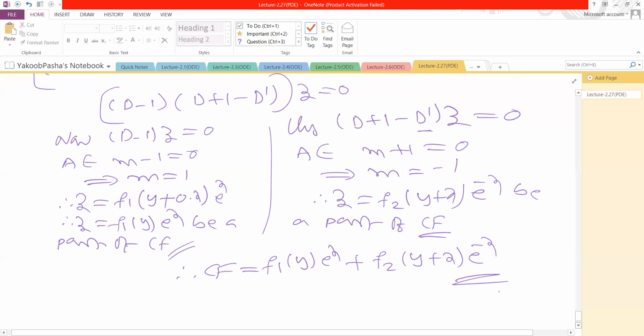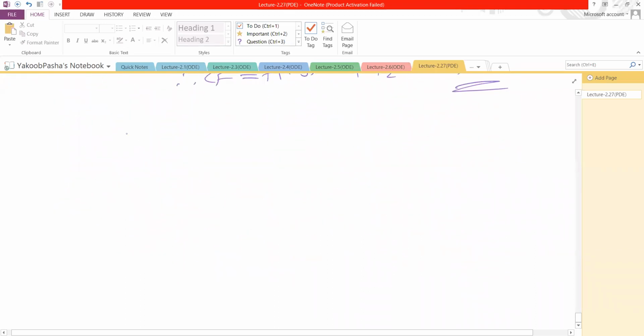Now we go for particular integral. So particular integral PI is equal to 1 divided by d square minus d dash plus d dash minus 1 of cos x plus 2y.